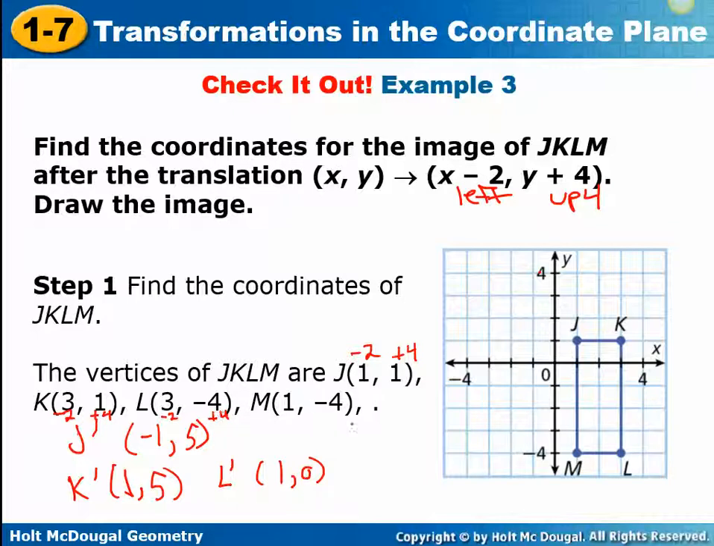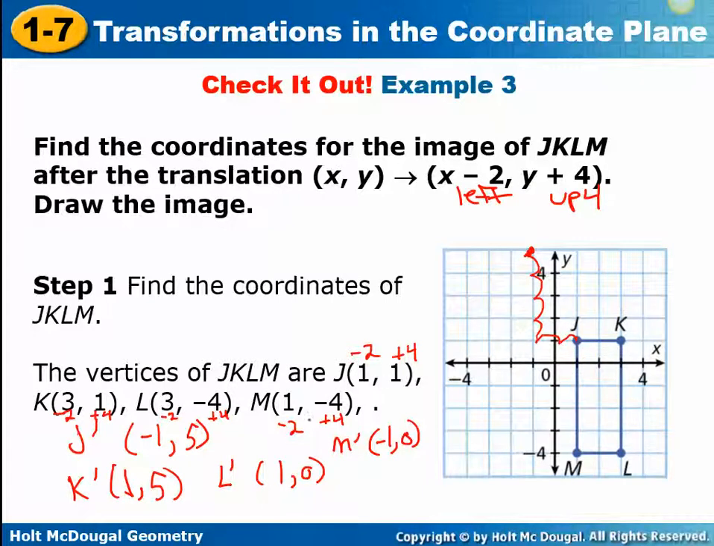Did I do that right? Yep. And then the last one is M prime. We are going to subtract 2 from the x coordinate and add 4 to the y coordinate. So 1 minus 2 is negative 1. Negative 4 plus 4 is 0. Now you have to draw it. You can either draw it using these points that you just wrote. J prime would be at negative 1, 5. Or you can say, well, I know that I need to go to the left 2, 1, 2, and up 1, 2, 3, 4. Yep, I end up at the same point. So you have two options there.